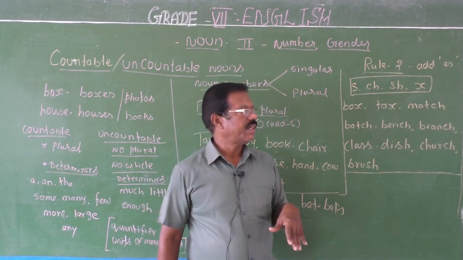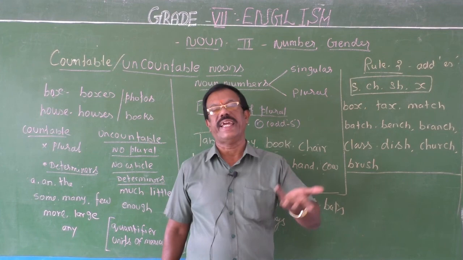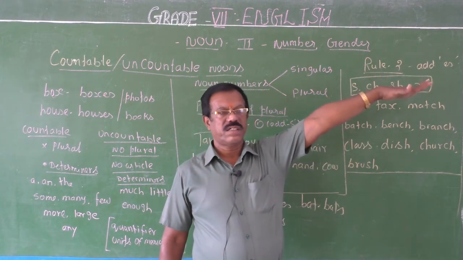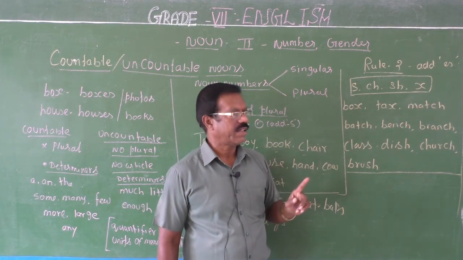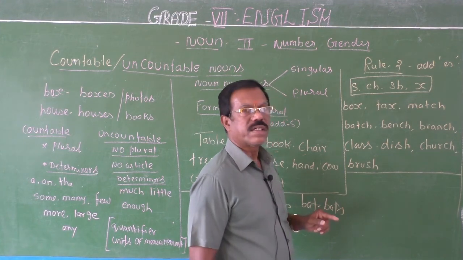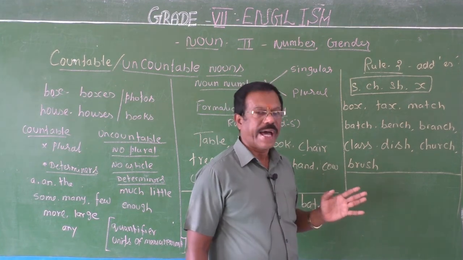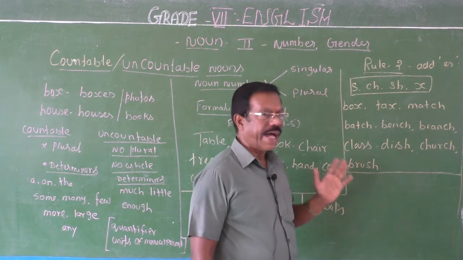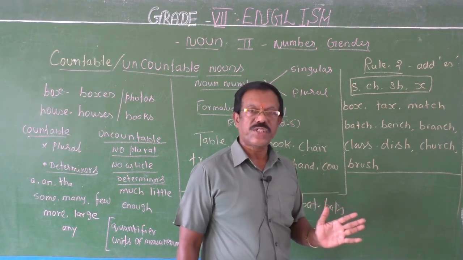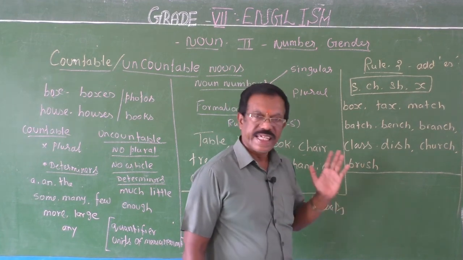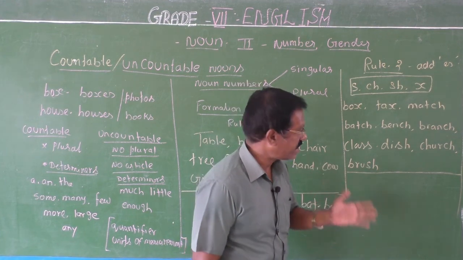Then such words get their plural form by taking ES at the end. Such nouns are changed into plural by adding ES to the singular. For example, box, boxes, ES. Tax, taxes, ES. Match, matches, ES. Batch, batches, ES. Bench, benches, ES. Branch, branches, ES. Class, classes, ES. Dish, dishes, ES. Search, searches, ES.